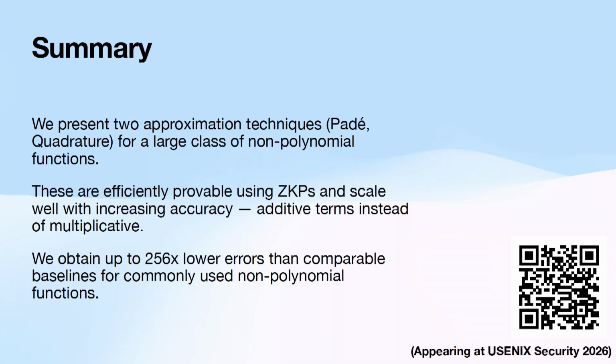So this is a summary. We present these two approximation techniques for a large class of non-polynomial functions, which are efficiently provable and scale well with accuracy. And you have additive terms instead of multiplicative terms, so you're trading multiplication for addition, essentially, which is a lot better. And we obtain up to 256x better errors than comparable baselines for these functions. And this will be at Usenix Security in a few weeks. And that's the paper. Thank you.